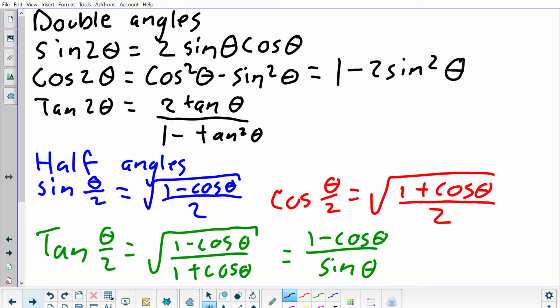So here are the equations that we use to find half and double angles. So pause the video right now and then write these in your notebook. Okay, so we're going to do 3 examples using these equations.